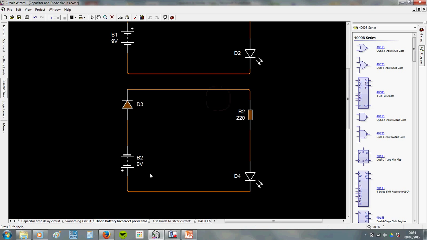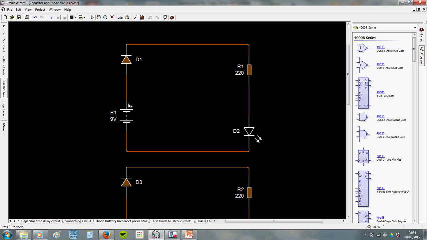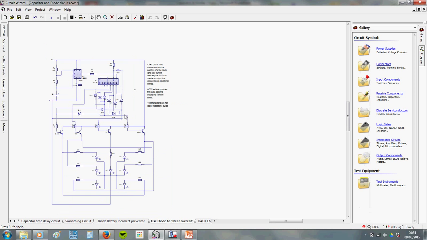There you go, that's the first thing the exam board wants you to know. Put a diode near the battery. Done. Next topic. Diodes to steer current.